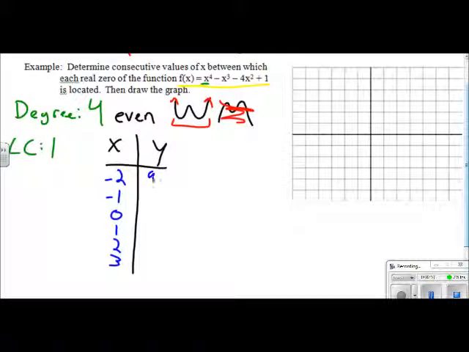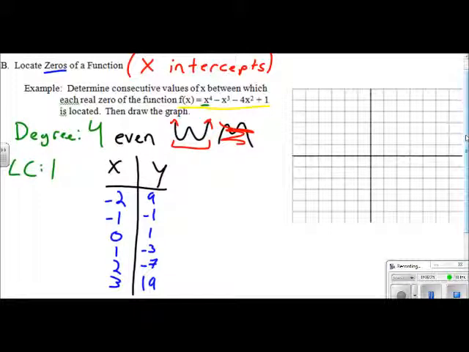Then I had 9, -1, 1, -3, -7, and 19. So it looks like we're not going to be able to fit everything on the graph here. Already, -2, 9 is way up there. -1, -1, 0, 1, 1, -3, 2, -7, 1, 2, 3, 4, 5, 6, 7, and 3, 19 is way up there. Looks something like that.